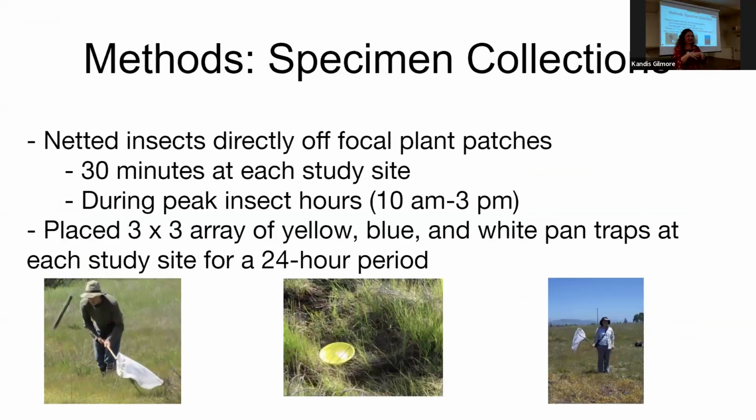And then because, like I said, the observations were just broader categories, I did do some specimen collections with permits to be able to identify insects under a microscope and get more of that detail. So I netted insects directly off of patches of each of the plants for 30 minutes at each study site during the peak hours. And I also placed an array of yellow, white, and blue bowls with soapy water, called pan traps, out for 24 hours.